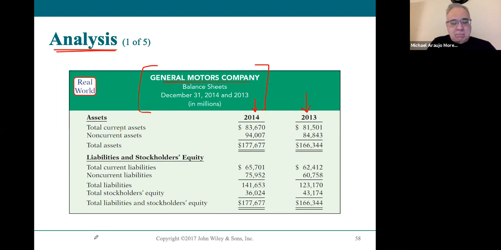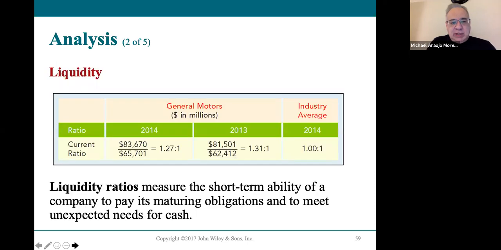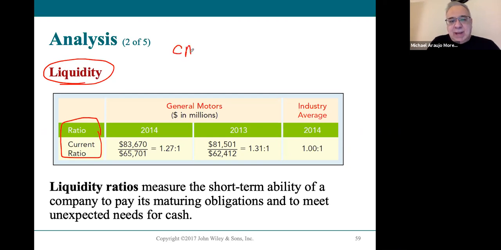Okay. So one of the first things we're going to need to analyze is, the liquidity of a company has to do with its abilities to pay its short-term debt, right? And so the most common way that we look at, or the common ratio that we look at for analyzing liquidity is that current ratio. And that's when we compare the current assets to the current liabilities. You probably remember that from chapter 2.